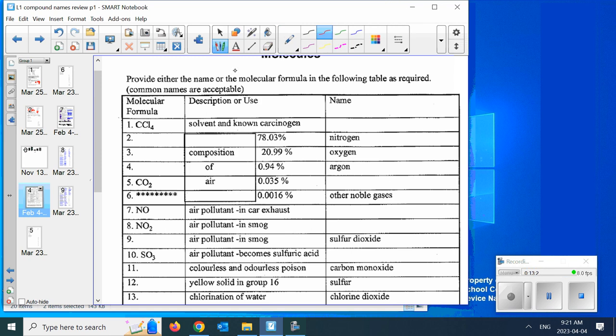One carbon, so I start with not mono, I just write down carbon. And then four, so tetra. Not chlorine, but chloride. Okay, nitrogen is N2. O2 for oxygen. Argon is Ar. Carbon dioxide. Number nine, nitrogen monoxide.